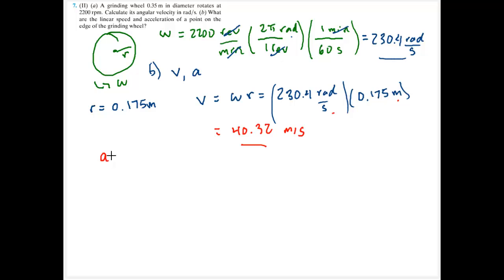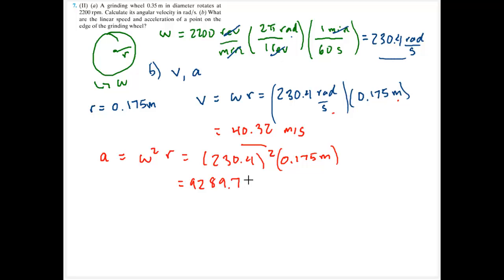Now the linear acceleration, that's going to be equal to the angular velocity squared multiplied by radius, so 230.4 radians per second. Make sure I square that guy. It's going to give me a unit of inverse squared seconds multiplied by 0.175 meters. And I go ahead and I calculate this out to be 9289.7 meters per second squared.